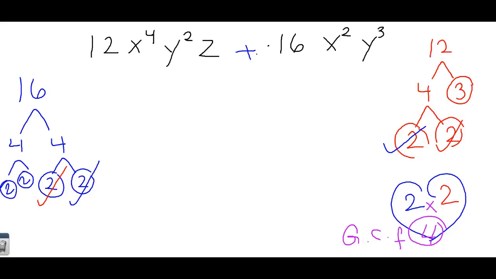The product of the two common factors. Okay, so I'm going to pull the 4 out. This is my GCF. Then, who's left after the common factors were taken out? From the first term, the 3 was left.